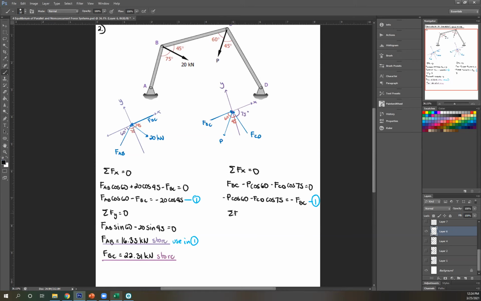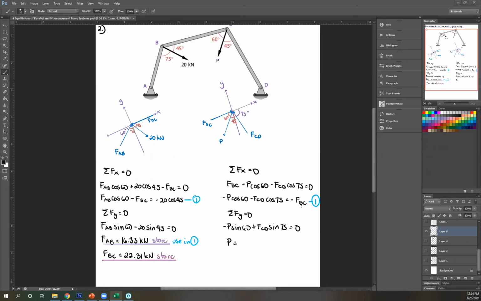Next, let's move on to summation of forces Y equals 0. Let's start with P. So downward, therefore negative P sine 60. Next FCD. Upward, therefore positive FCD sine 75. And then FBC doesn't have a Y component, so equals 0. Okay, 2 equations, 2 unknowns. We can solve for P.